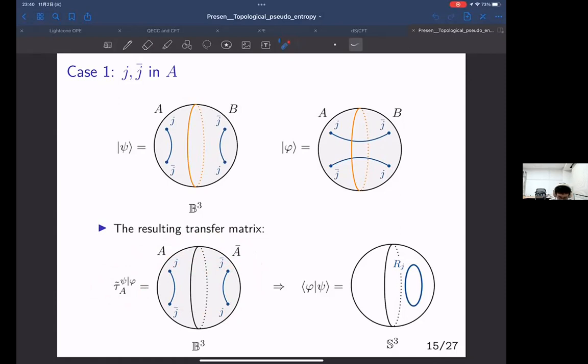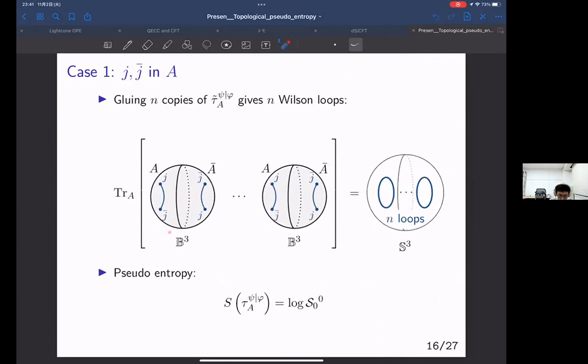But if you think carefully, this is the transfer matrix for case one. And then you end up with one Wilson loop. So this is the inner product, and this is a three sphere partition function with one Wilson loop. But now the question is the entropies of this. We are interested in gluing and the entropies of this. So you glue and take a trace. But this is easy, because if you glue two copies of them, then you get one loop here. And if you glue the third one, then you get one Wilson loop and so on. So if you glue n copies of them, you end up with n loops. This is just topology.